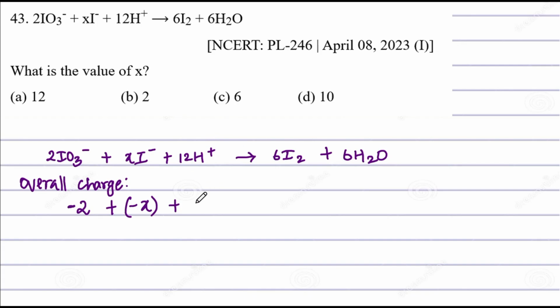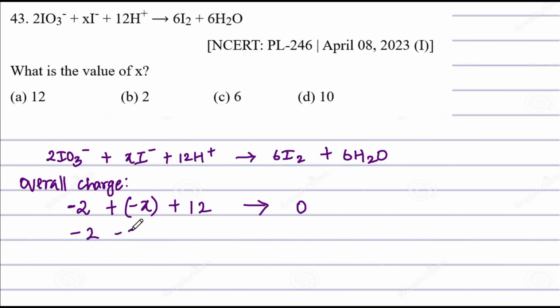Then how many positive charges are there? 12 positive charges are there, so plus 12. The product side is neutral, so we are going to write 0. In this equation, the reactant side and product side should have the same charge. In all the equations, the charges should be equal. And in this question, only one variable you have to find. So we can go by this procedure itself, that is, the overall charge should be equated.